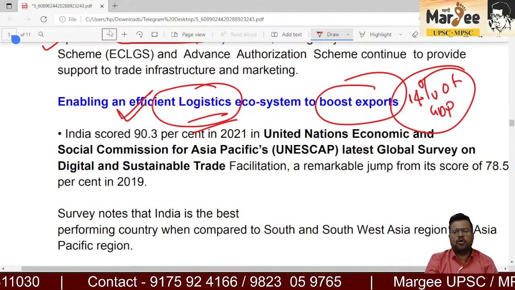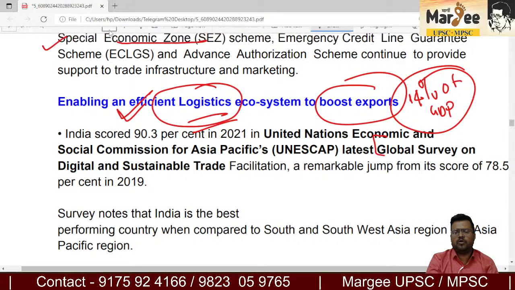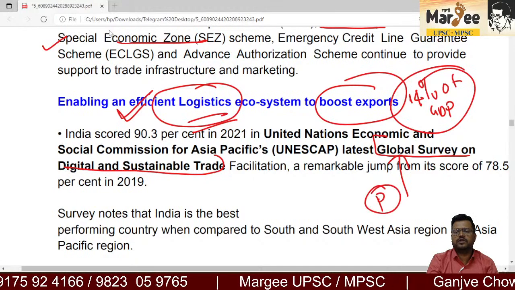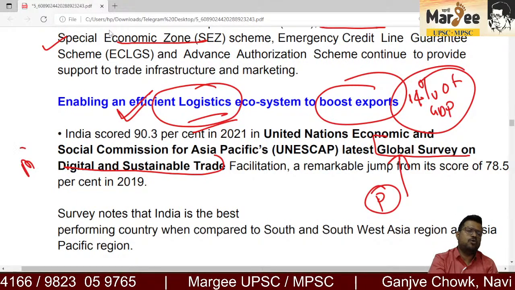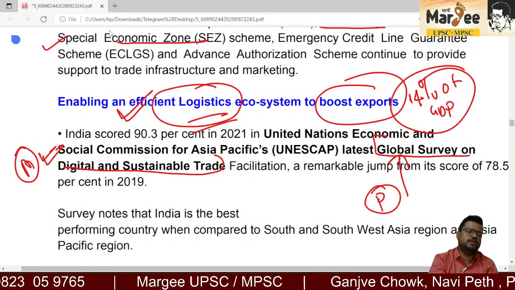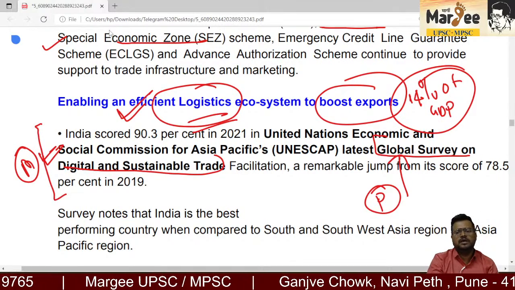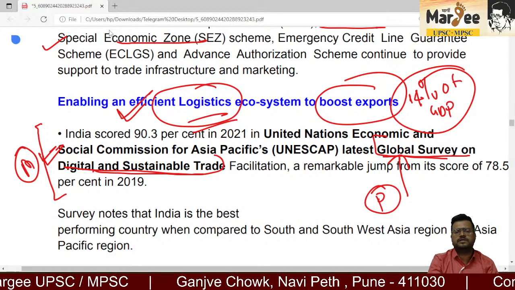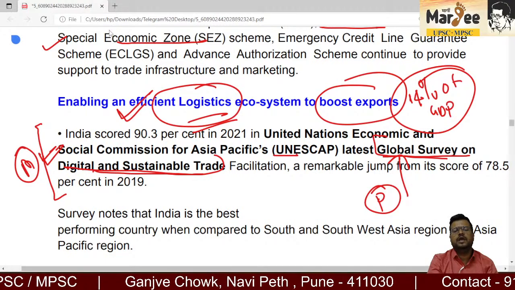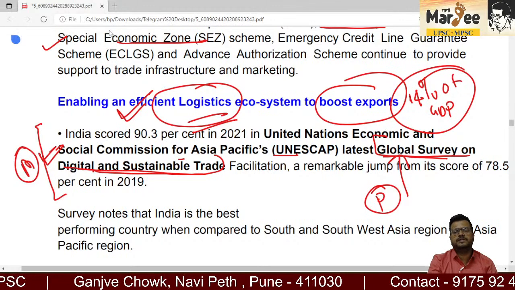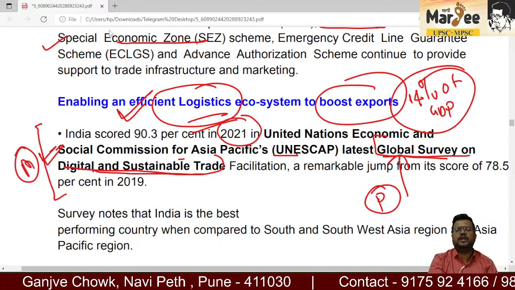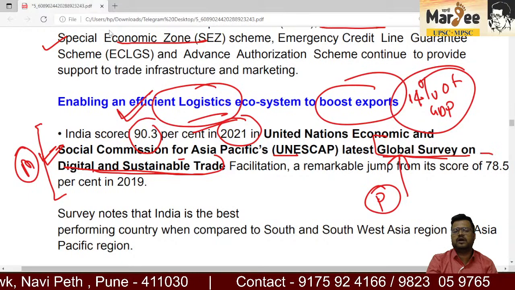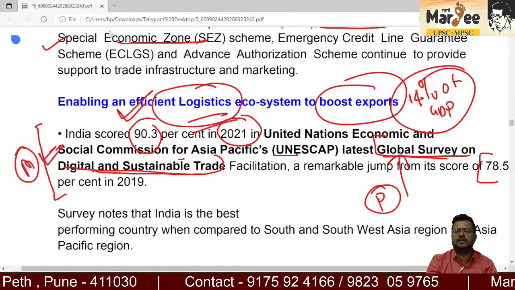There is one report named Global Survey on Digital and Sustainable Trade. This can also be directly asked in prelims, and also you can quote this survey in mains. You can use this to substantiate your point in mains. See this, what is Global Survey on Digital and Sustainable Trade? This report is by UNESCAP, that is United Nations Economic and Social Commission for Asia Pacific. In this 2021 edition, we have scored 90.3, which is a very good score considering our last 2019 score of 78.5.